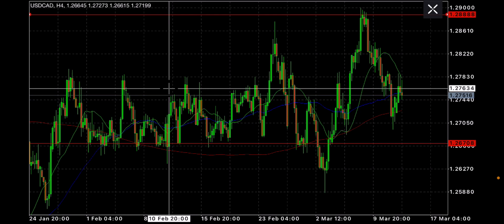Then also, we have to take into account the oil prices, because oil prices have a direct affinity to the Canadian dollar. So we also have to look at what's going on with oil, so we can correlate that with the Canadian dollar accurately. With that being said, now let's get to breaking down this Forex pair.